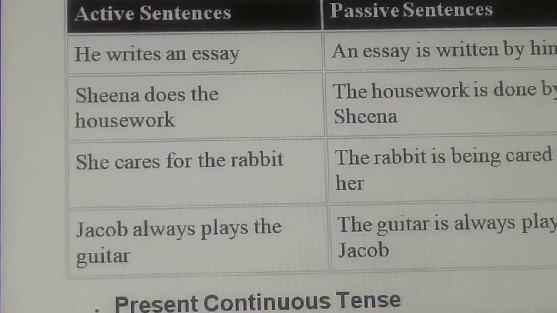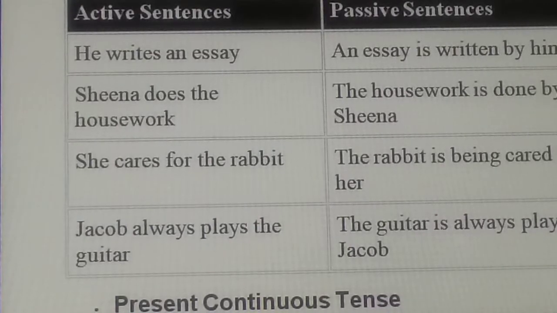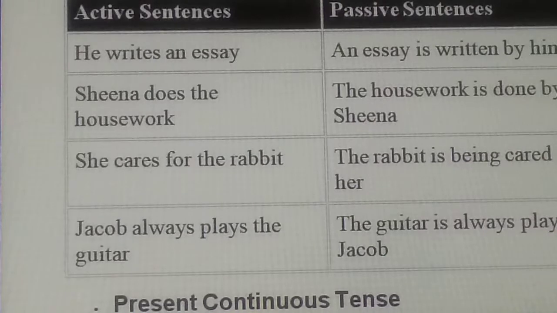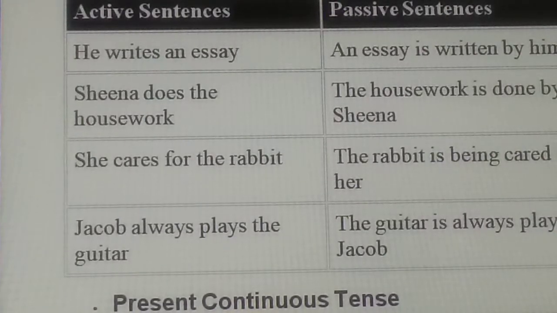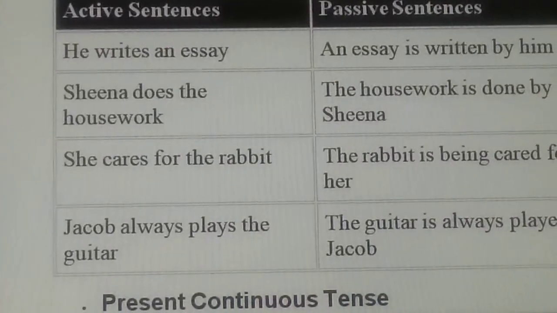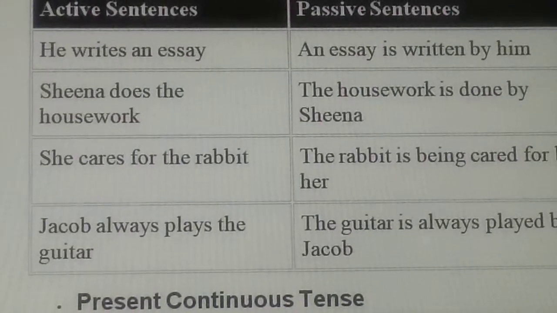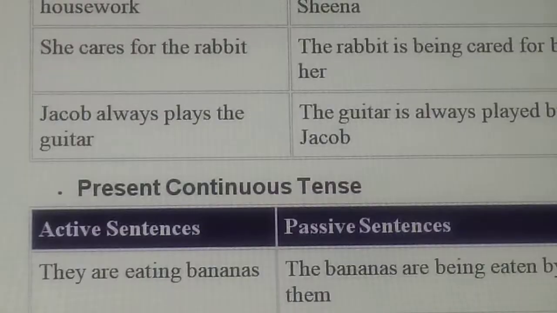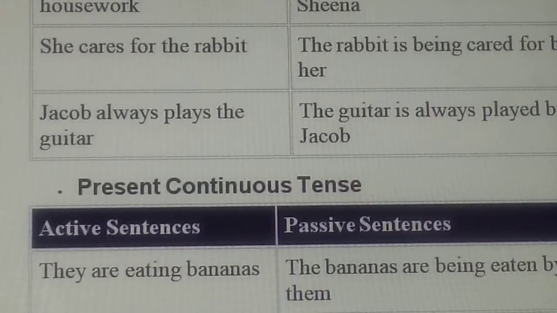So, see some examples, children. Active, passive. He writes an essay. An essay is written by him. Sheena does the housework. The housework is done by Sheena. She cares for the rabbit. The rabbit is being cared for by her. Jacob always plays the guitar. The guitar is always played by Jacob.